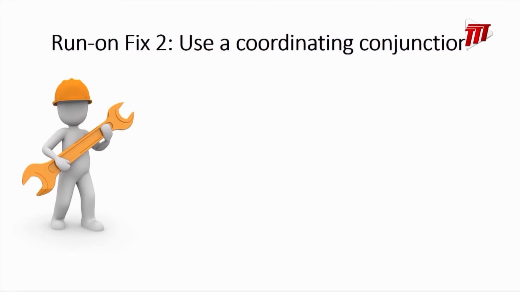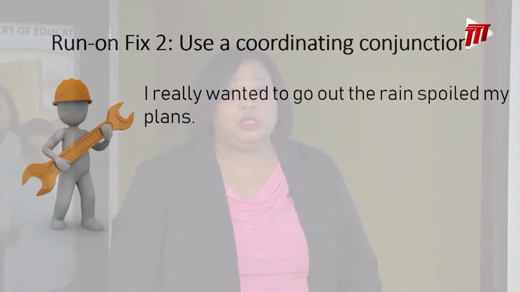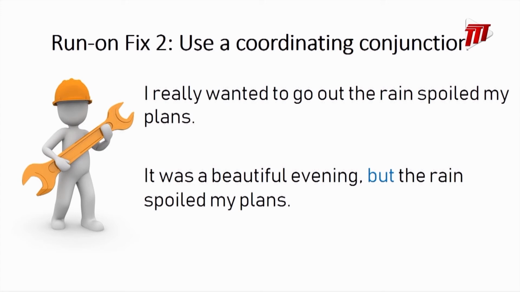In addition to using full stops, we can use a coordinating conjunction to fix our run-on sentences. Let's look at this run-on sentence. I really wanted to go out, the rain spoiled my plans. Notice I couldn't even catch a breath there. There are two independent clauses in this run-on sentence that need to be joined properly. So, let's look at it. I really wanted to go out, but the rain spoiled my plans. Maybe they had somewhere to go, and unfortunately, they couldn't go because of the rain. So here we have a run-on sentence that has been fixed with a coordinating conjunction, but.